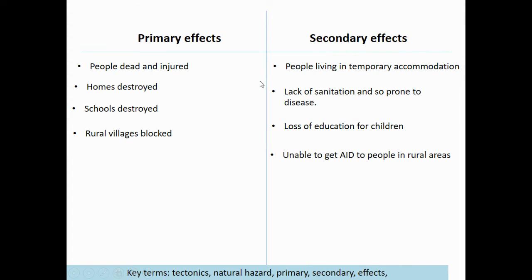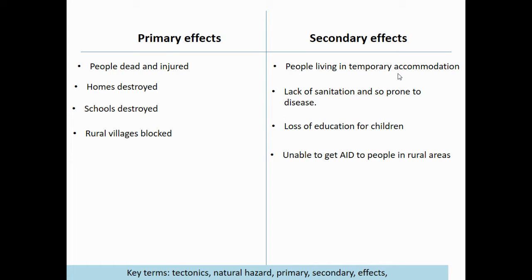So the secondary effects are things that happened because of the primary effects. People were living in temporary accommodation. So if it's temporary accommodation, it means it's not going to be good for them to live in that for a long time. So usually temporary accommodation is like a tent. Okay, so you could imagine you can't really live in a tent for very long.